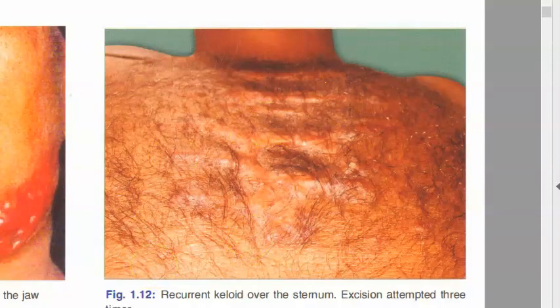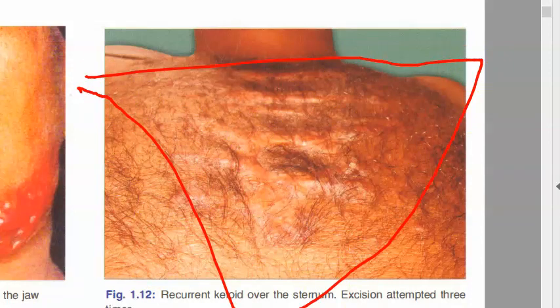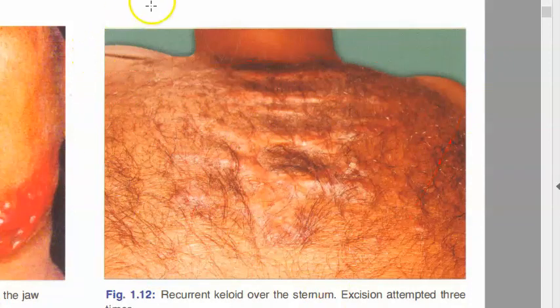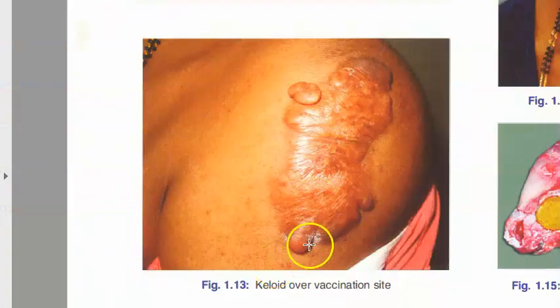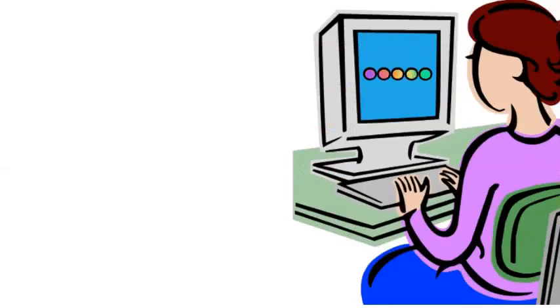So look at keloid here. This is that triangle which they are seeing, right, where it occurs more, isn't it? This is the chest area. So here you can see a keloid over vaccination site. Hope you have understood the differences between hypertrophic scar and keloid.